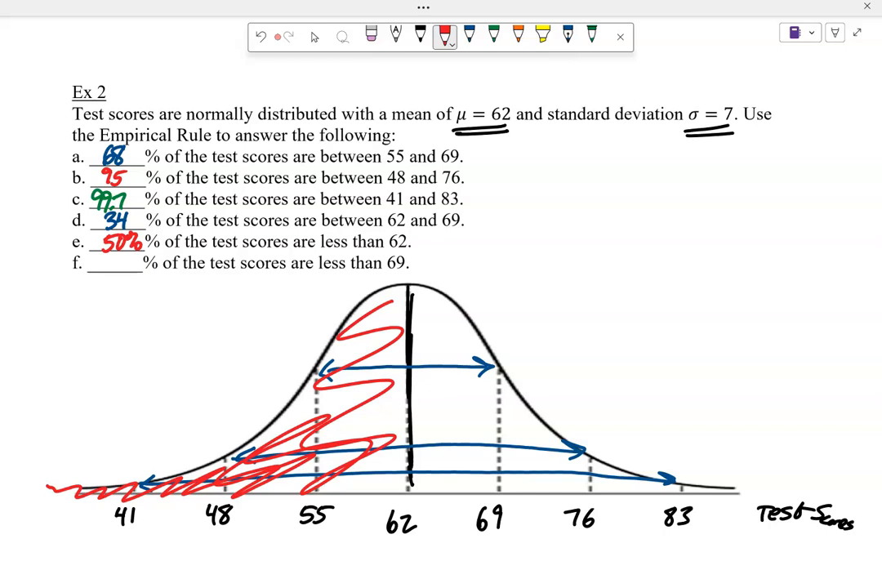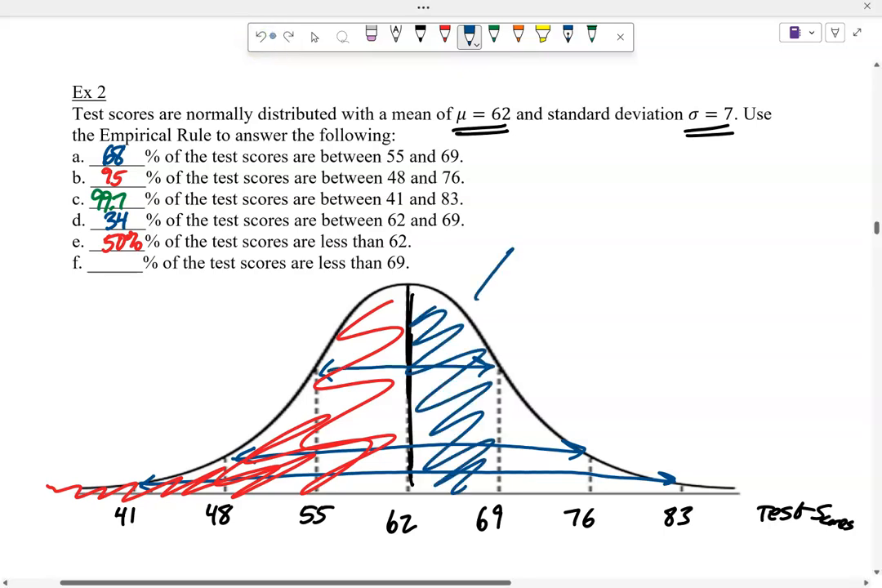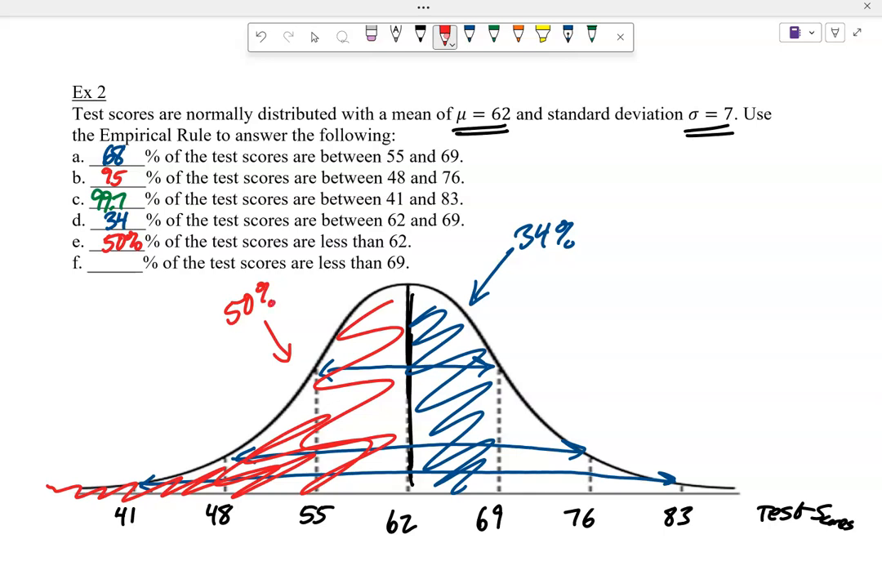Okay? How many are less than 69 then? Less than 69. So I've got the one in red, plus I've got to add in the blue right here as well. Remember, the blue was 34%, half of 68%, right? And the red was 50%. So 50% plus 34%, 84% on that. And so that's kind of how you want to be thinking about these as you're working these examples.